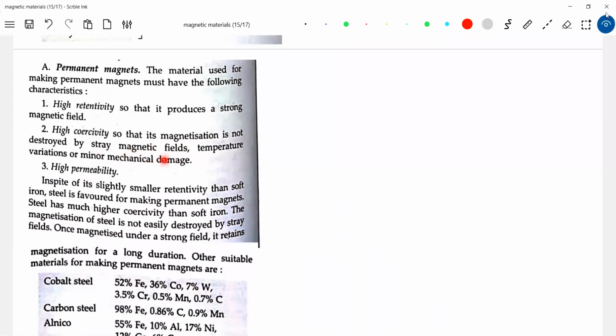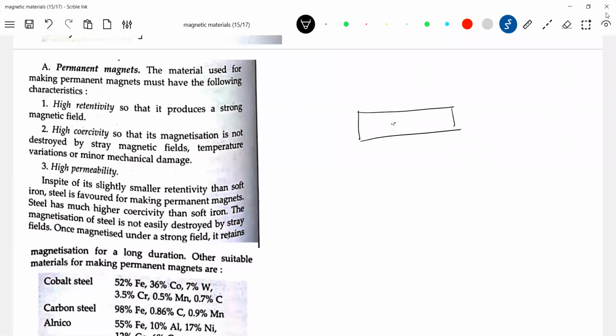Minor mechanical damage. Suppose you take a bar magnet. This one, what is it? It is not natural, it's artificial. I just wound a wire on it, and I'll pass a current. I'll make it undergo the path O, A, B, then C. Then it'll get magnetized. Then I'll take it out of the solenoid wire, and then it has become a magnet here.